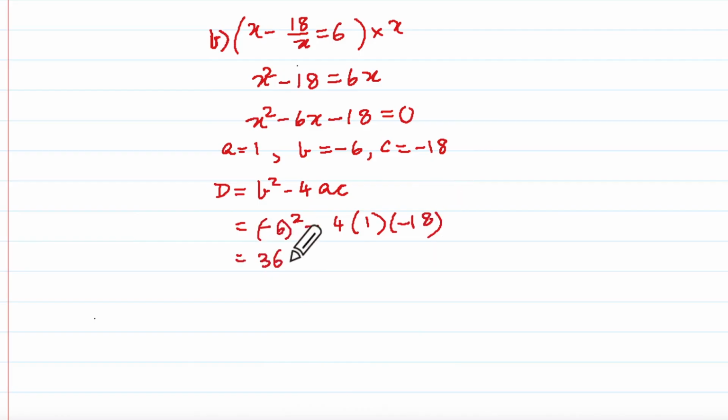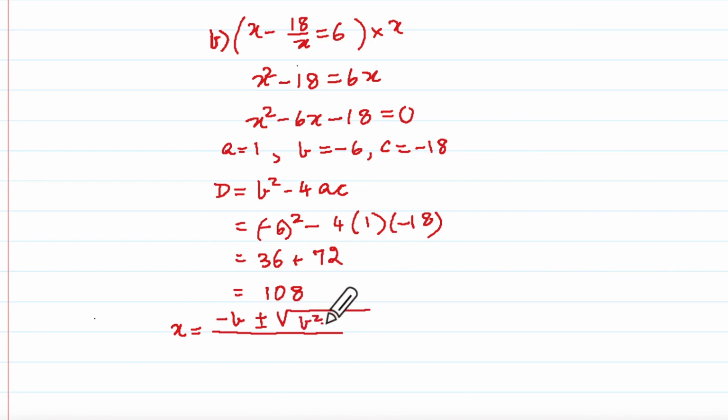Okay. So 36 plus 72 is 108. How did you get 100, Babu? No, miss, 108. We are not going to make mistakes. This will be minus b plus or minus under root b square minus 4ac. You have to write this formula upon 2a. Equal to minus b plus or minus under root 108 upon 2 into 1.